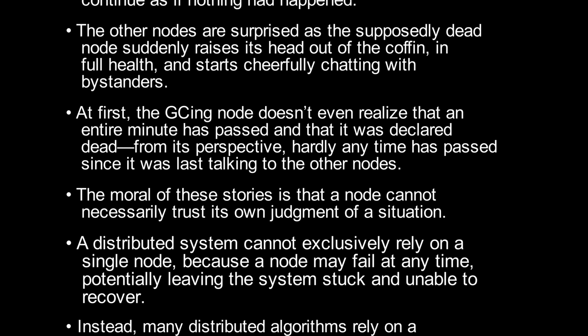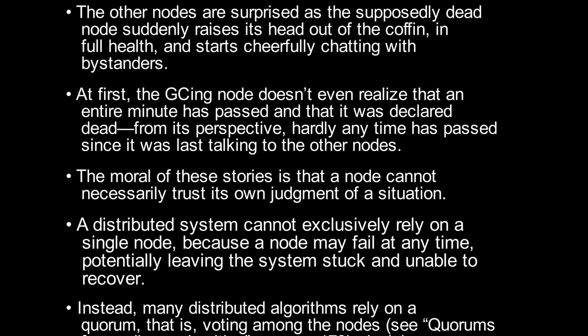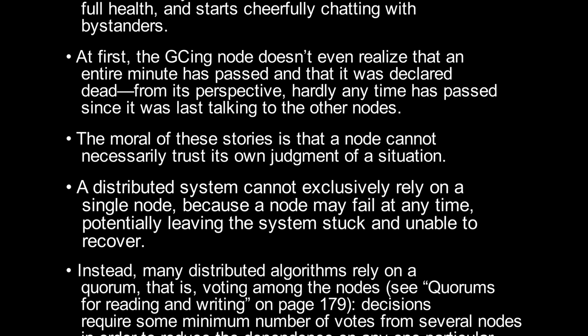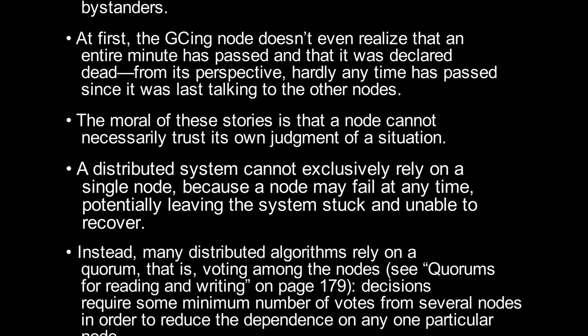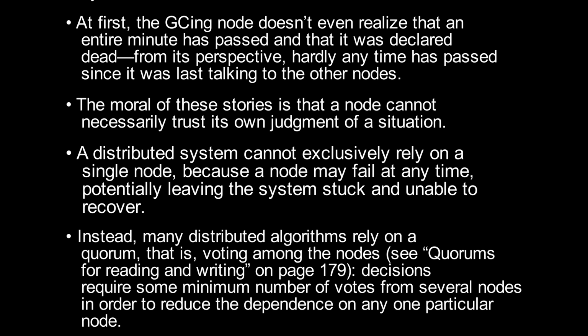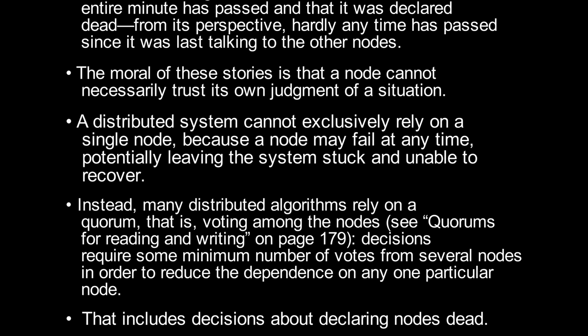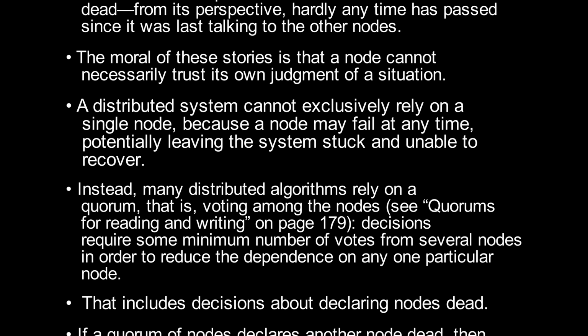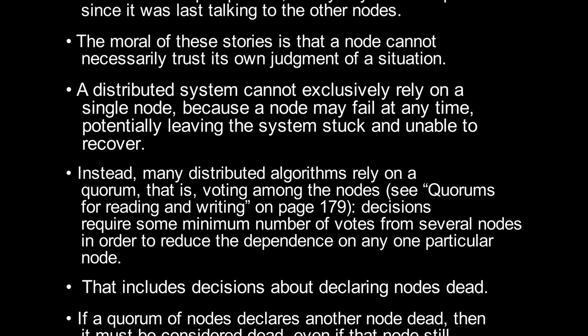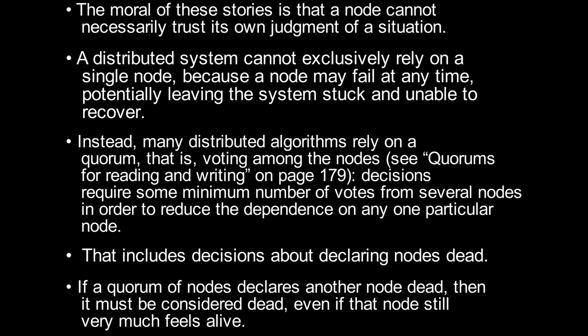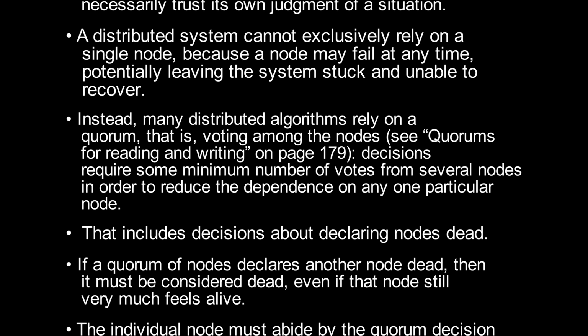A distributed system cannot exclusively rely on a single node, because a node may fail at any time, potentially leaving the system stuck and unable to recover. Instead, many distributed algorithms rely on a quorum, that is, voting among the nodes. See quorums for reading and writing on page 179. Decisions require some minimum number of votes from several nodes in order to reduce the dependence on any one particular node. That includes decisions about declaring nodes dead.